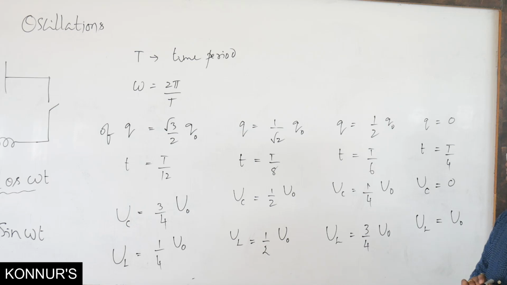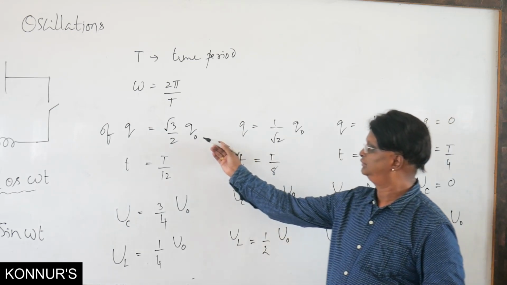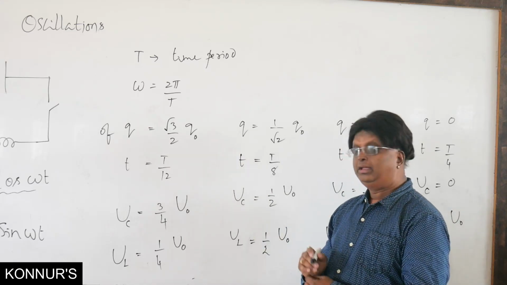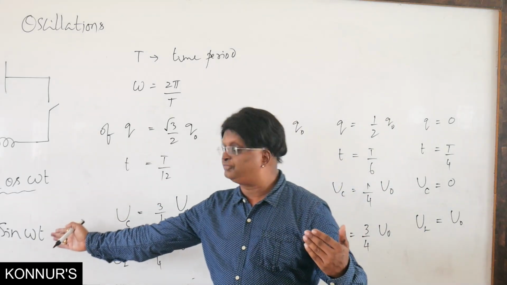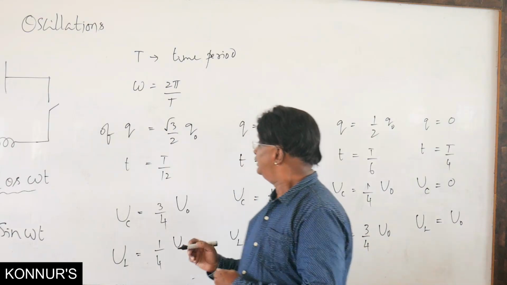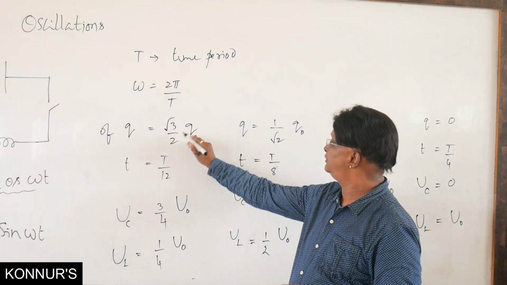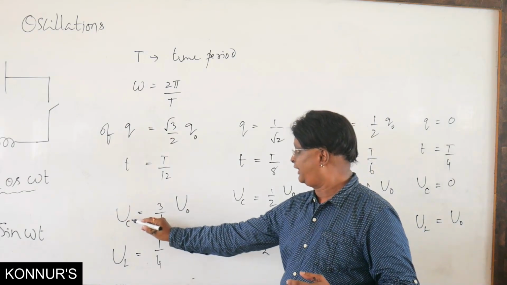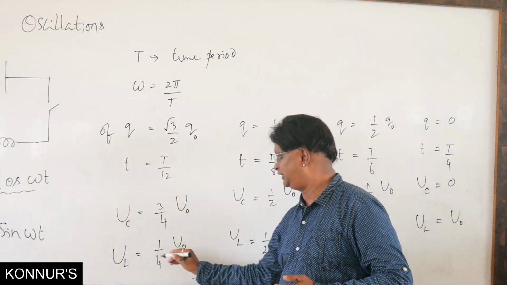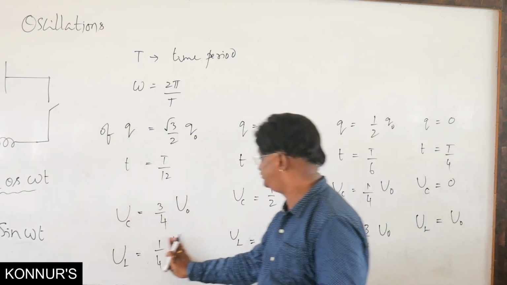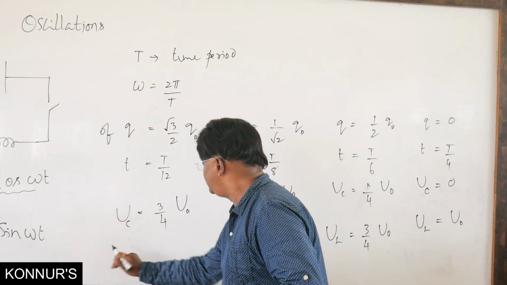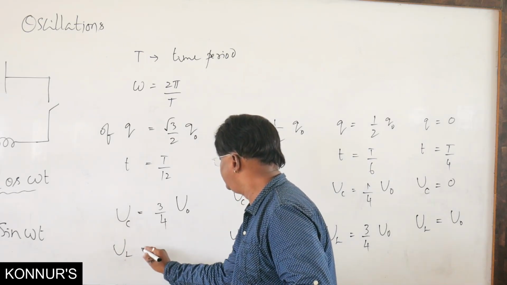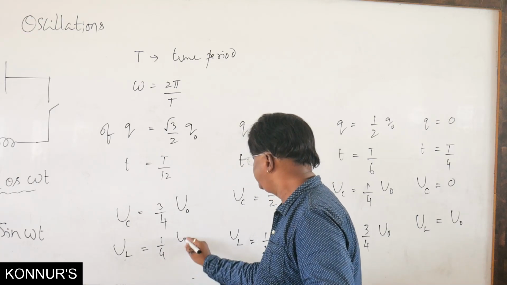Now you see, I have told in terms of charge, in terms of energy. Now the same we can also use for current as well. When the charge is root 3 by 2 times, for t is equal to T by 12, the capacitor has 75% of the energy and the inductor 1/4 of the energy. Here I will show one more tabular column. Please try to follow that. This is 1/4.